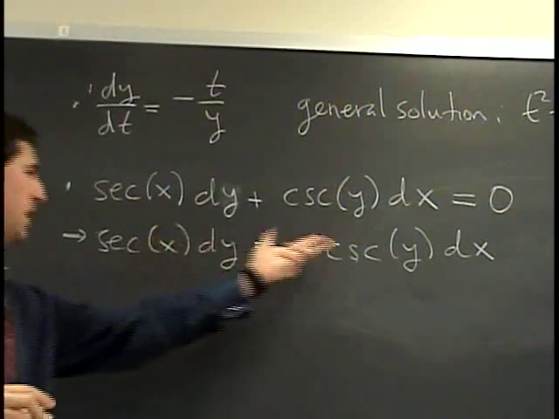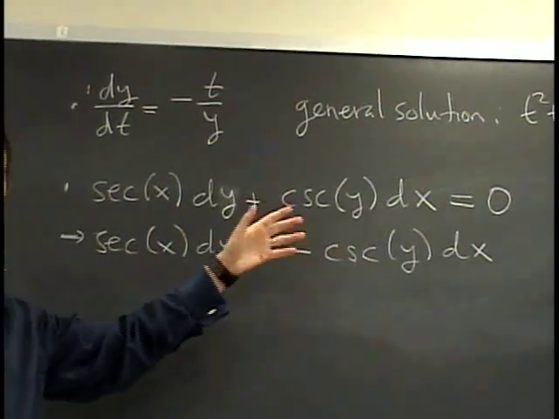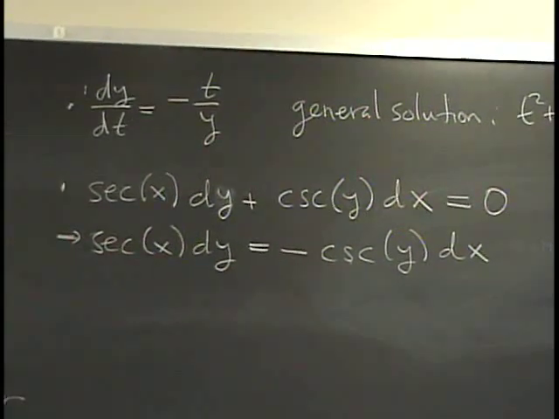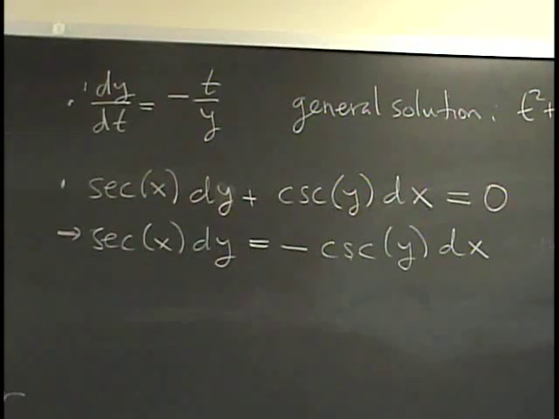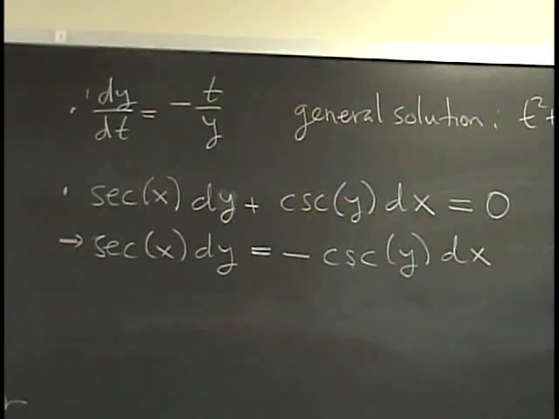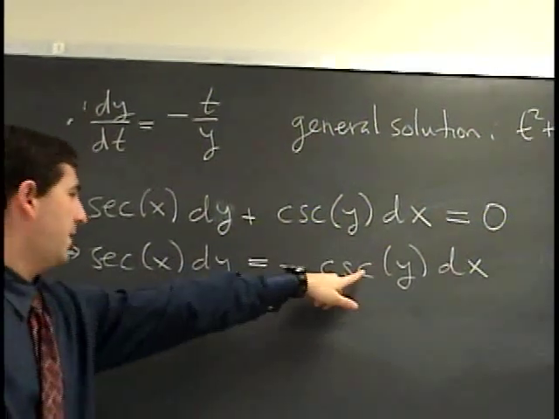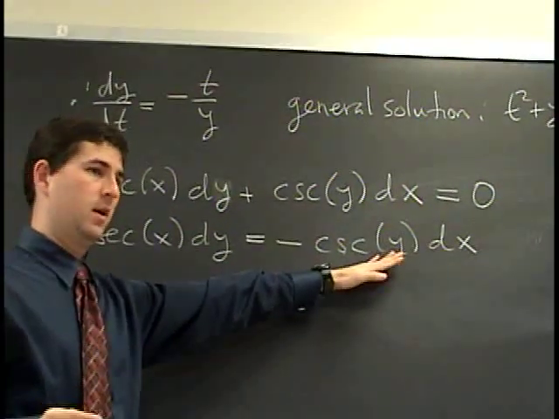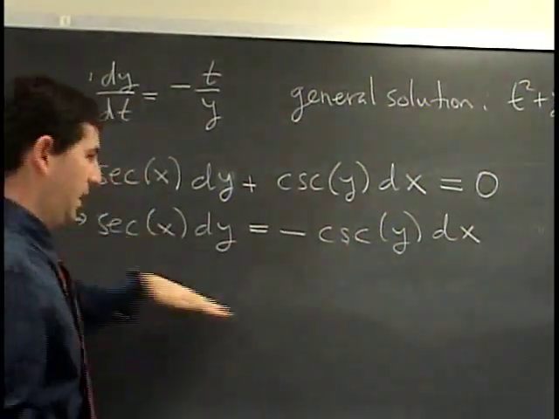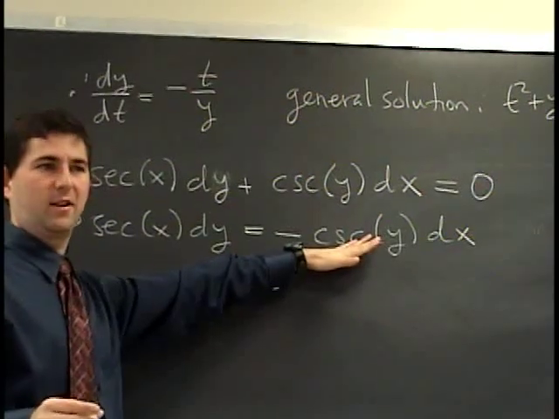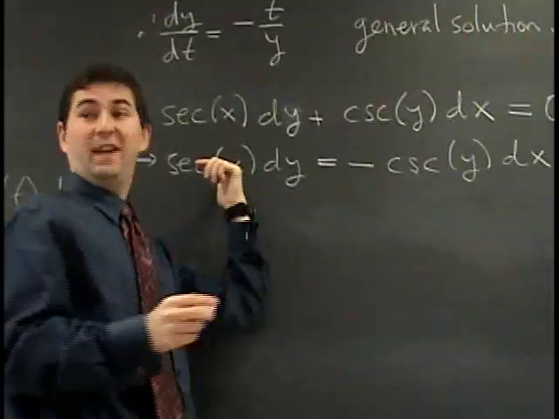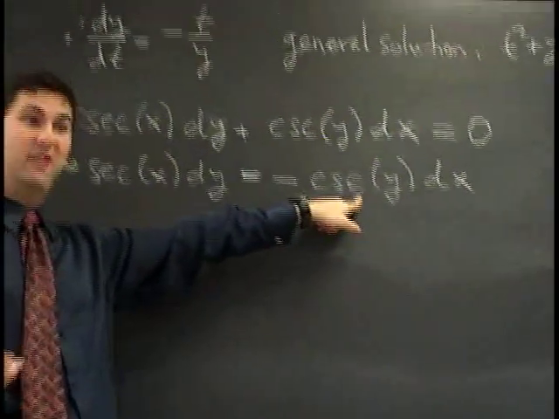The problem is we still have a term. How can I get all the x on the other side? So I'll divide by it. And when I divide, what do I get on the other side? One over it, divided by the other term.